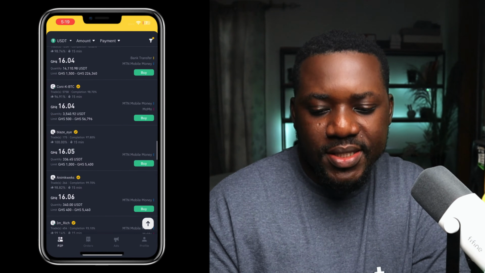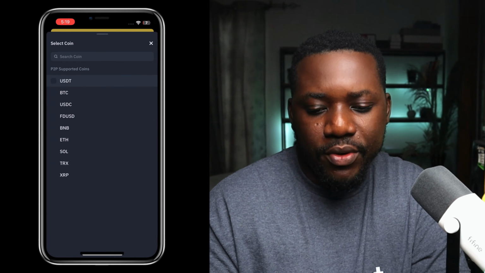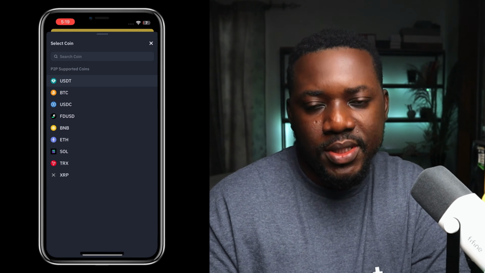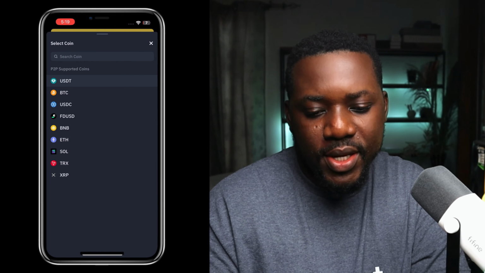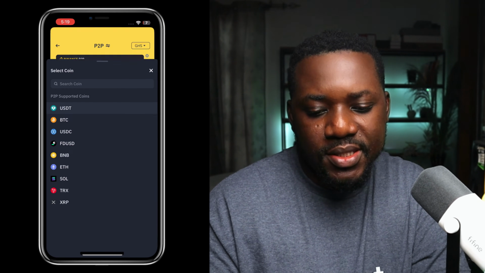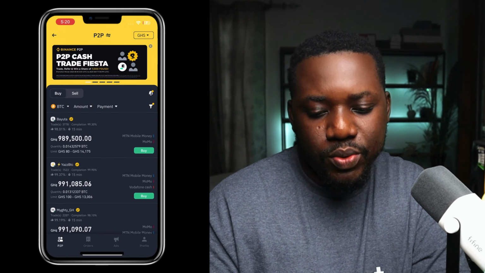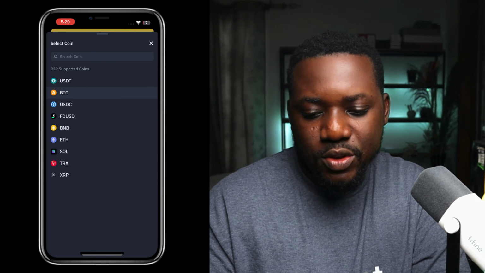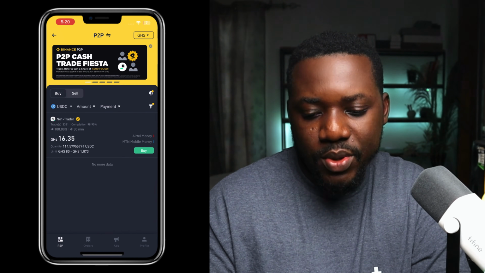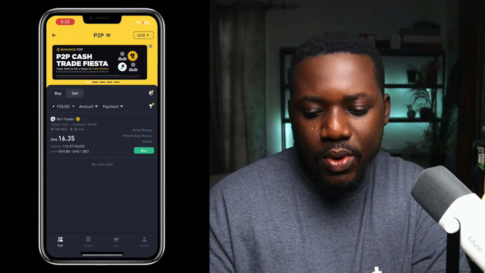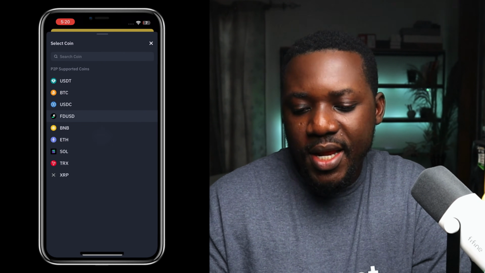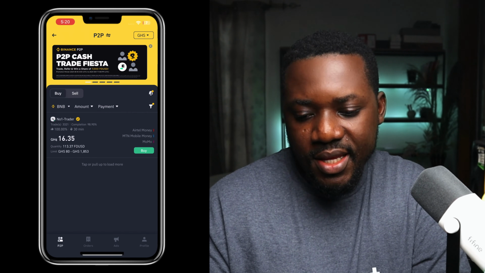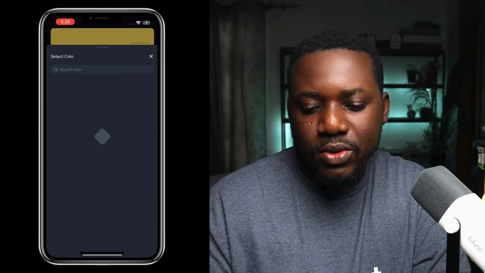And right from the first page here, you can choose whichever cryptocurrency you want to buy or sell. So right now we are logged in on USDT. If we tap on BTC, you realize that the market will switch, and then now you have people who are buying Bitcoin. You can switch through to USDC as well, and then you can switch through to FDUSD, as well as all the other currencies that are listed here. But now let's go back to USDT.